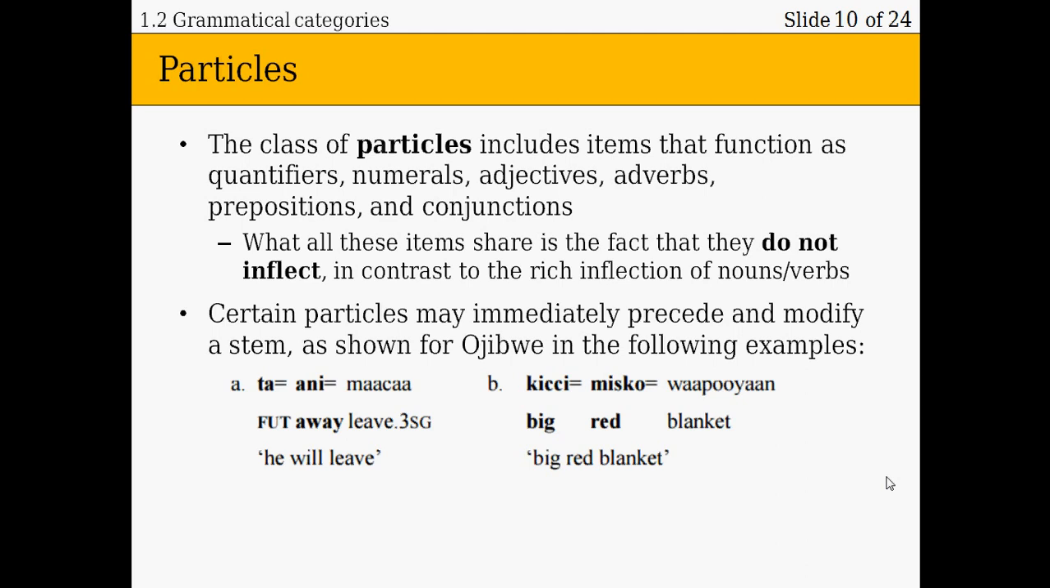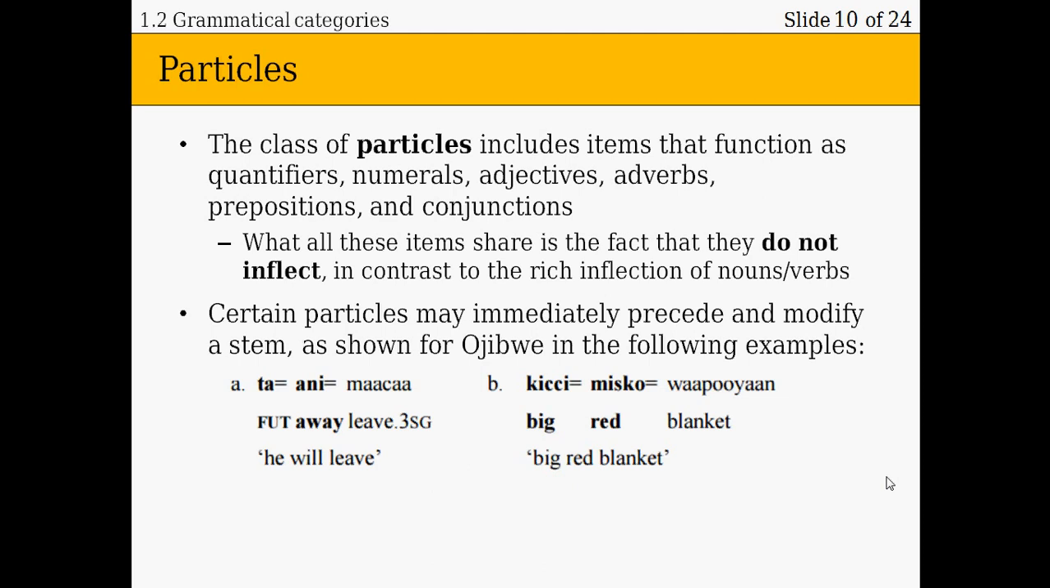Some particles can occur in a special position. They occur immediately before a stem, and they're almost like clitics in that they're bound to the stem. So two Ojibwe examples. The example in A, da animaja, means he will leave. The verb form there, maja, means he or she leaves. And then we have two particles: a particle ta, which adds the idea of future, and the particle ene, which adds the idea of away.